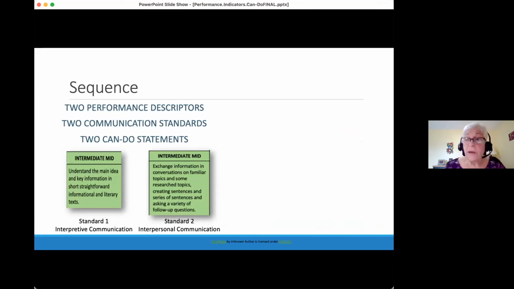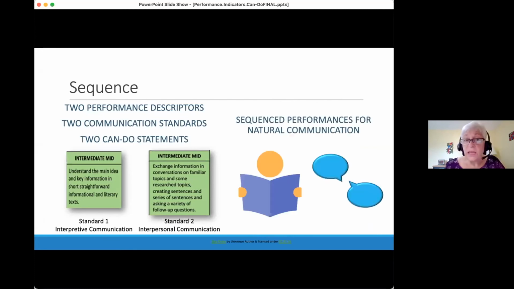And then I also think about sequencing. In this case, I've got 2 performance descriptors or performance indicators with 2 different communication standards and 2 can-do statements. And of course, this could be multiplied if I'm doing this for learners at different levels of proficiency. Whereby, for example, I may have intermediate mid in the interpretive standard and the interpersonal standard, because what I'm attempting to do is create sequenced performances that reflect natural communication.